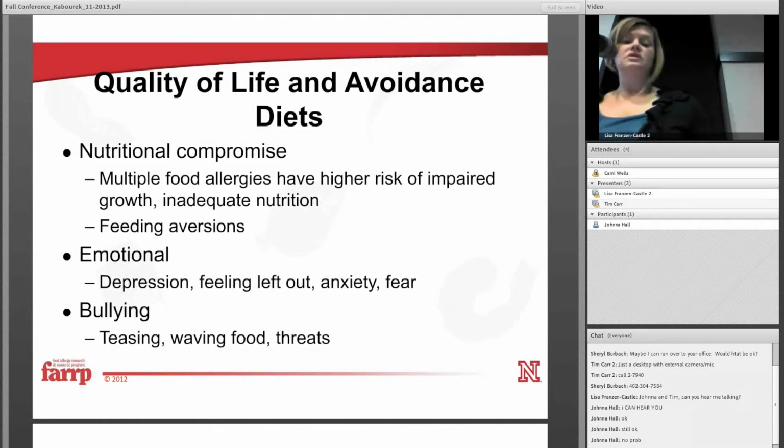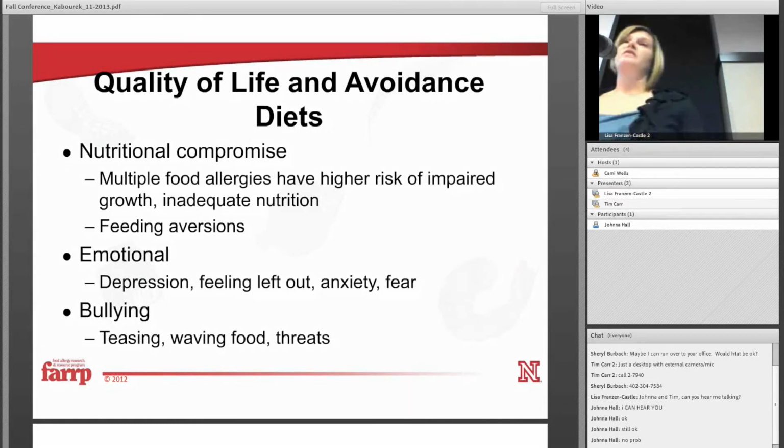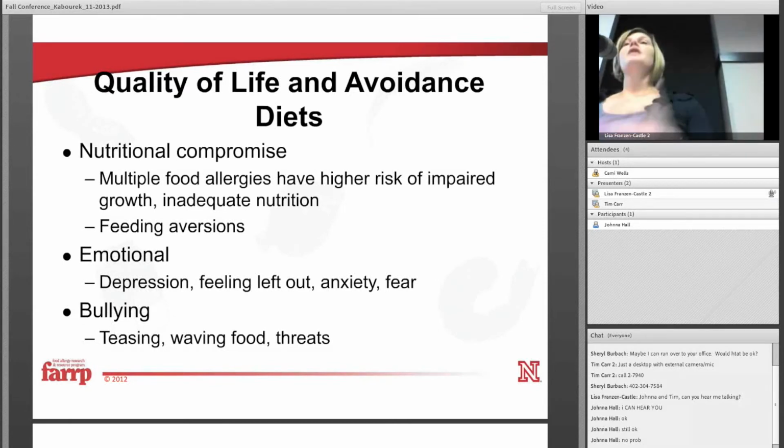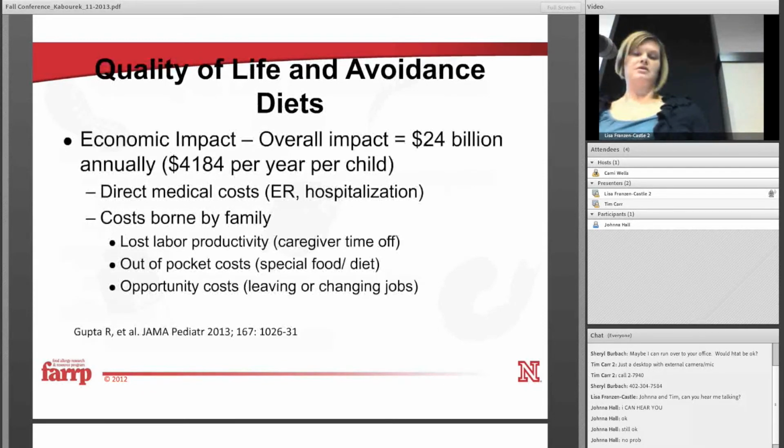And there's also a lot of indicators now that there's been quite a bit of bullying going on in the schools. Kind of the most was teasing about food allergy or waving the allergic food into that child's face or making threats. And there's also been bullying to the teacher. If the teacher has a food allergy, there's been some incidences of putting peanut butter on her desk or on her chair so she would get it and make her sick. So kind of crazy, but it happens.